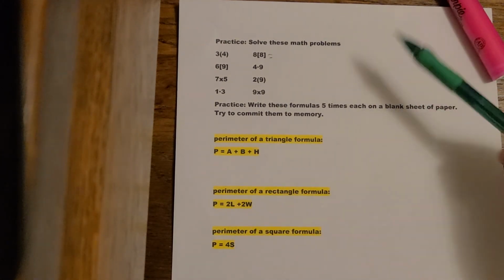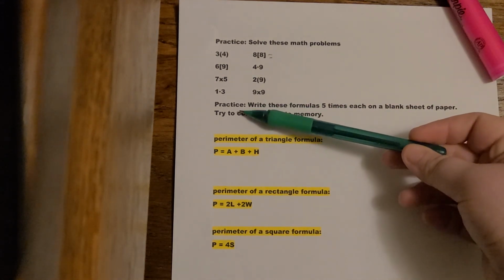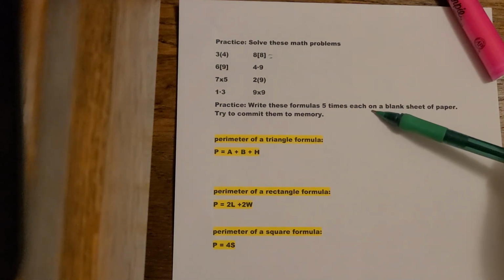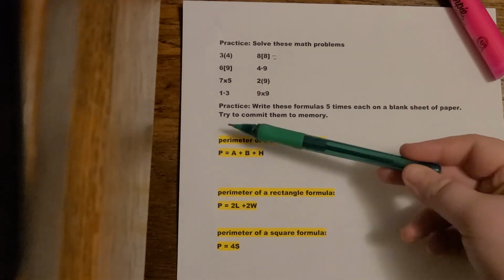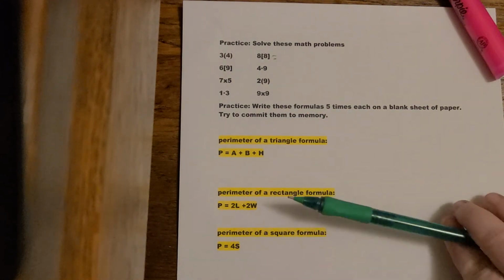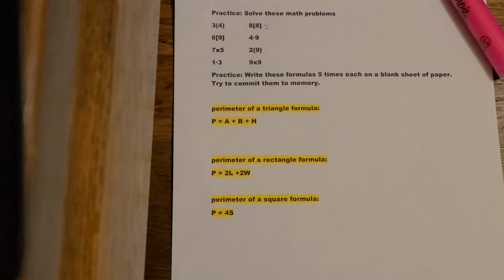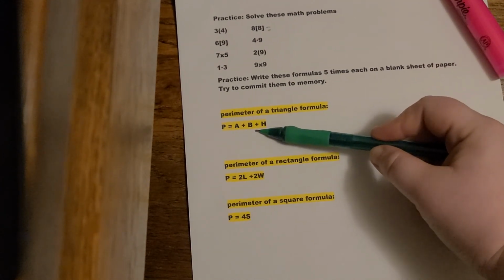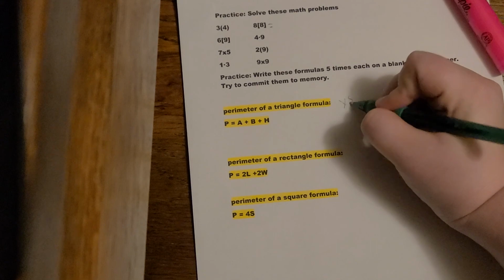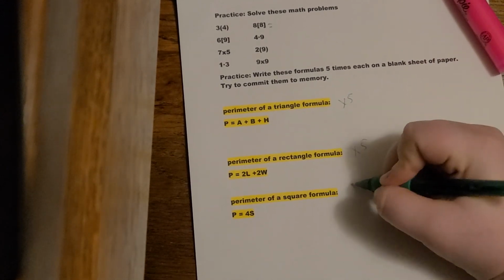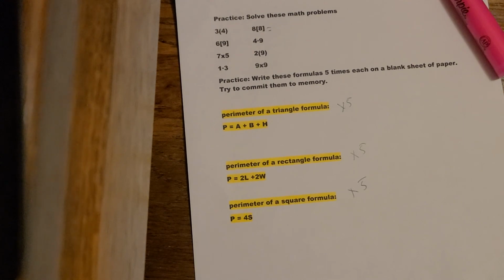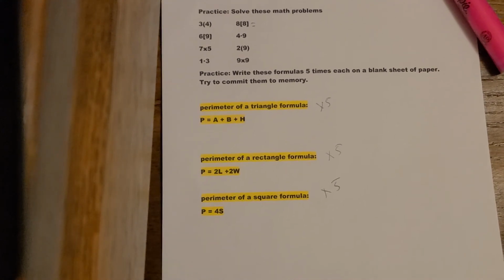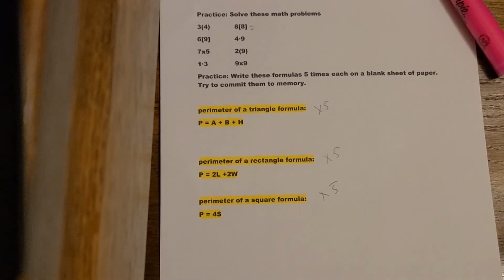Now let's look at the next practice section. It says, practice. Write these formulas 5 times each on a blank sheet of paper. Try to commit them to memory. Okay, it's pretty simple. What does that mean, guys? That means this entire highlighted area, you are going to write 5 times each. Okay, each of them. That is your classwork for today. When you are done, attach a photo of your work to this lesson and press submit.